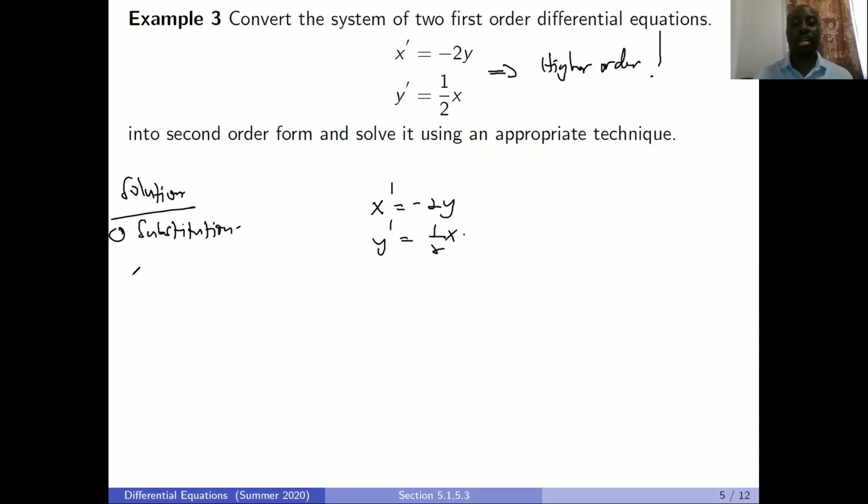Right? But this time we introduce a derivative into one of these two equations. What I mean is, here we have x prime equals minus 2y. Now I can choose to write my higher order equation either in terms of x or in terms of y. That should be your choice. But you can only have one unknown function in a higher order equation. You cannot have two.